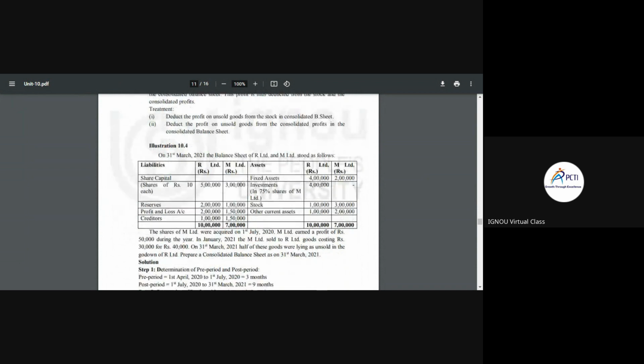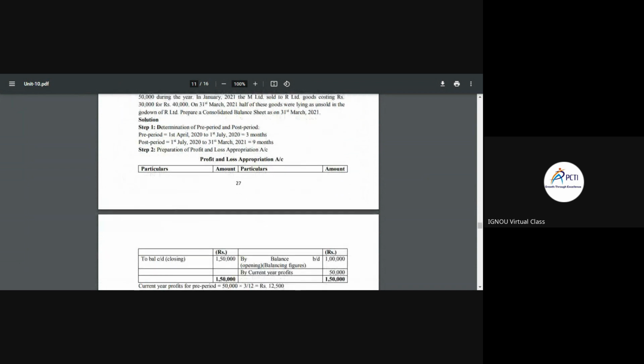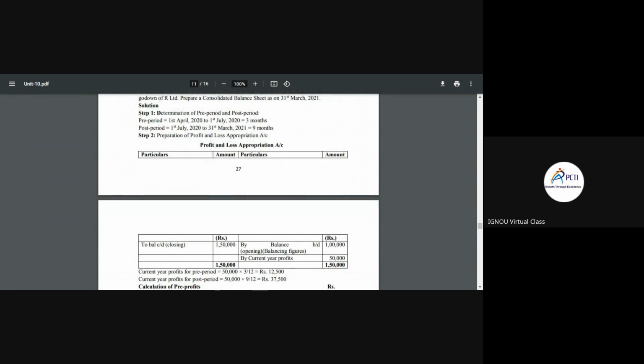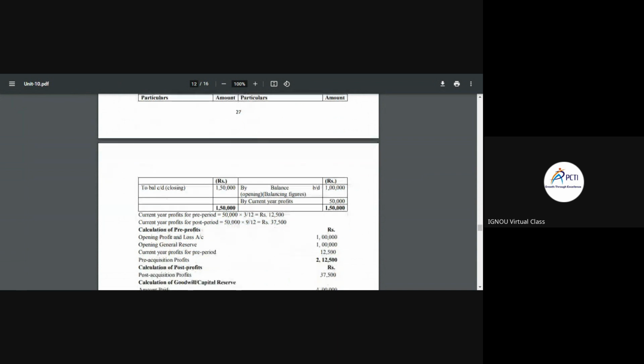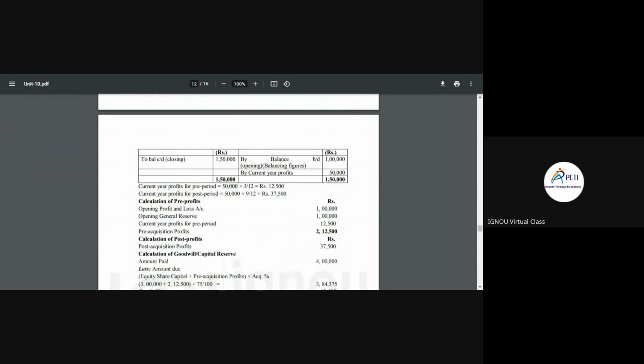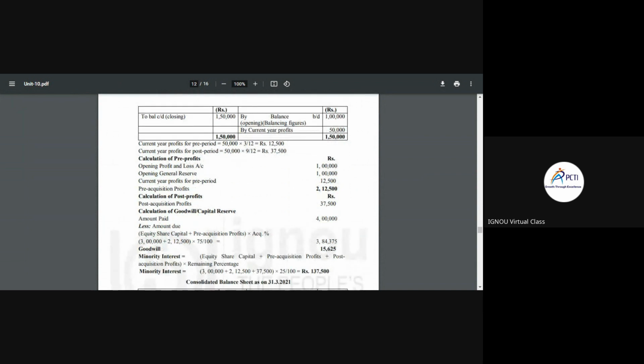So we have an illustration and we have additional information. The first step is the same. We need to calculate the pre-acquisition and post-acquisition profit. Then in step 2, we need to know about the P&L appropriation account. And here we have a current year profit of rupees 50,000. Then we calculate the pre-acquisition profit, which is 2,12,500.